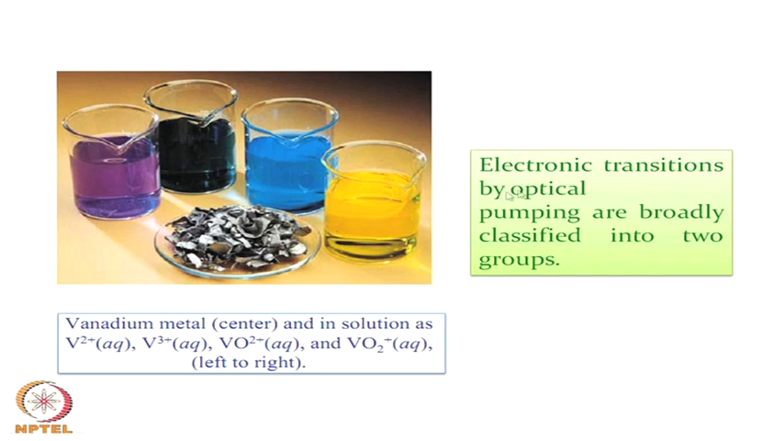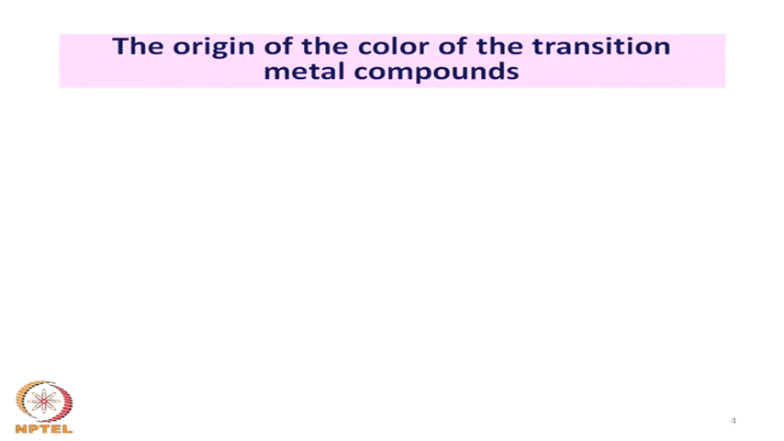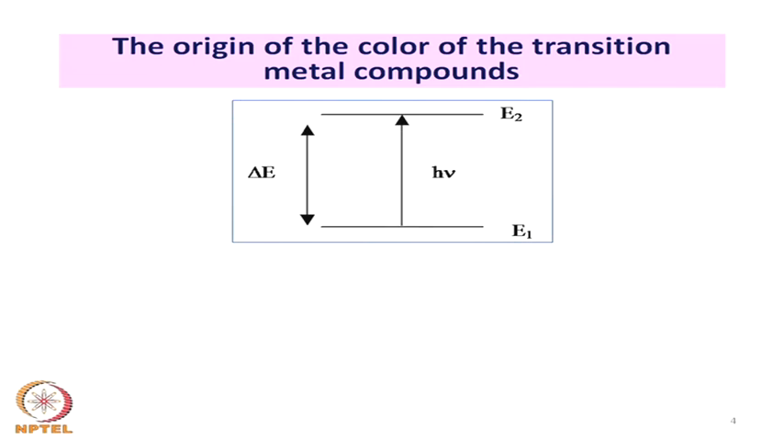So, these electronic transitions, whether for different oxidation states of a particular metal ion or for some ligand environment, we can sense the corresponding optical pumping, broadly classified into 2 groups. So, we can have 2 types of these electronic transitions, where we will see how the 2 different types of transitions are available, where the colors of the transition metal compounds are so many.